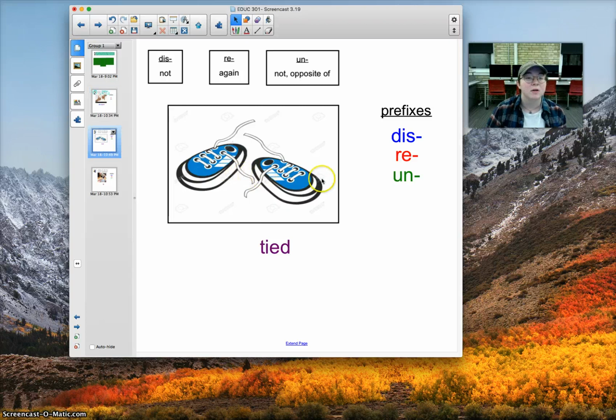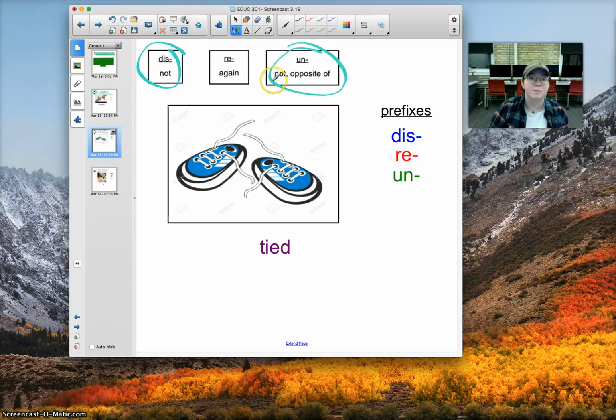Okay, so we have some shoes, and the shoelaces are definitely not tied. Okay, so I know this is going to be not again because they are not tied. So if I'm looking at this, I'm looking at these 2 again because they both say not. Now, with shoes, they're either tied or they're not tied. So that would mean that the opposite of tied is to be not tied. So I'm going to look at un.